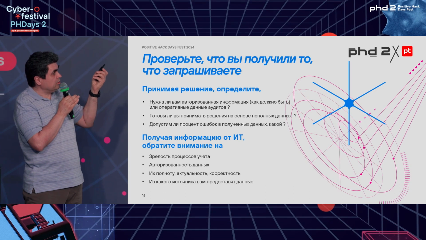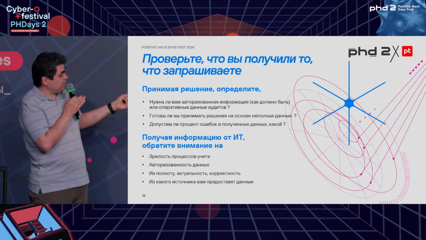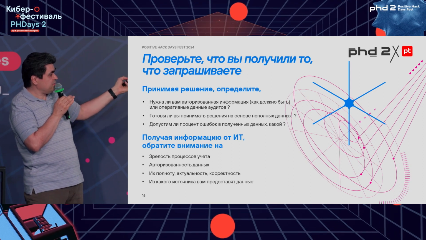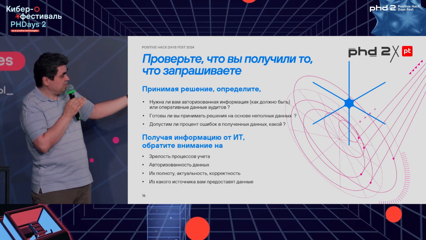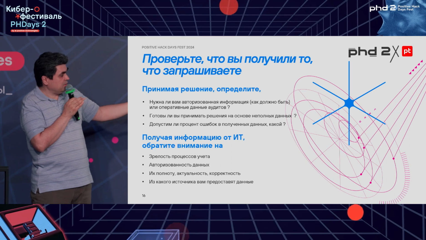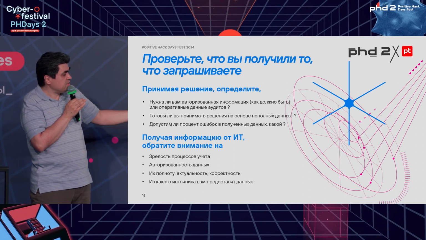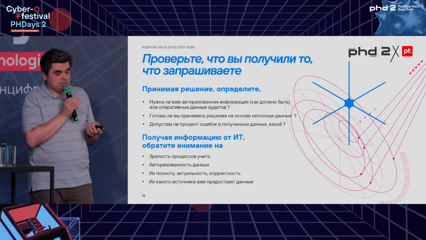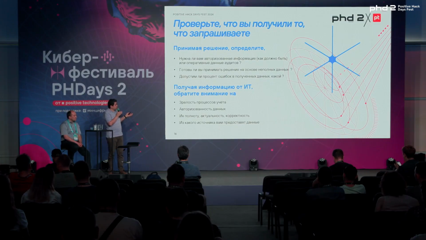If the information contains mistakes, what level of mistakes are you comfortable with? And when you're getting information from IT, double check it. Also consider the majority of processes, whether data is authorized, how complete data is, how correct it is, and which data source it is coming from. This is pretty much it.